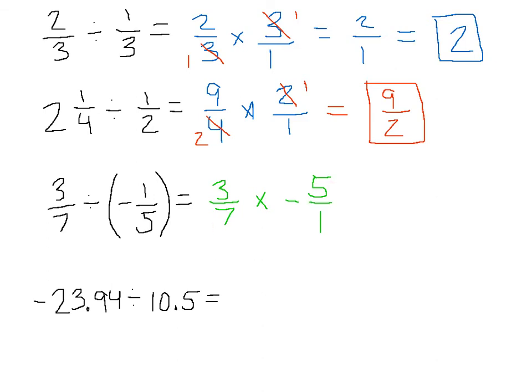There's nothing to cross-cancel. Nothing can simplify or divide. So we're going to go ahead and multiply the tops, multiply the bottoms. We get -15/7, and that's our final answer.